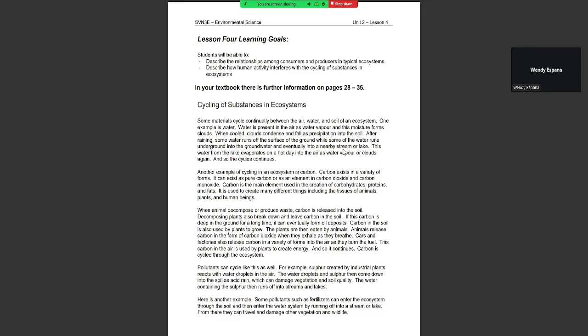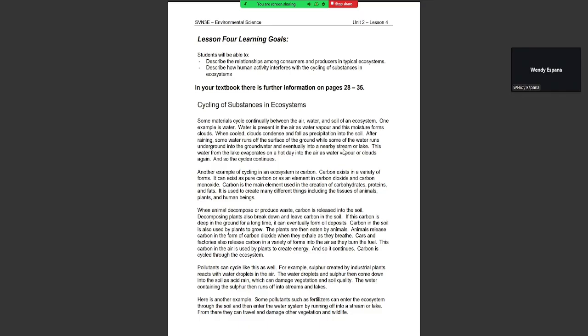We'll go to the textbook in a few minutes, but I thought that the booklet actually gives a really nice brief overview of cycling of substances. We're going to get into some of the definitions. What is an ecosystem? Consumer, producer, etc. in the textbook. They have a nice little layout there. So in the meantime, we'll look at what we talk about when we're talking about cycling of substances.